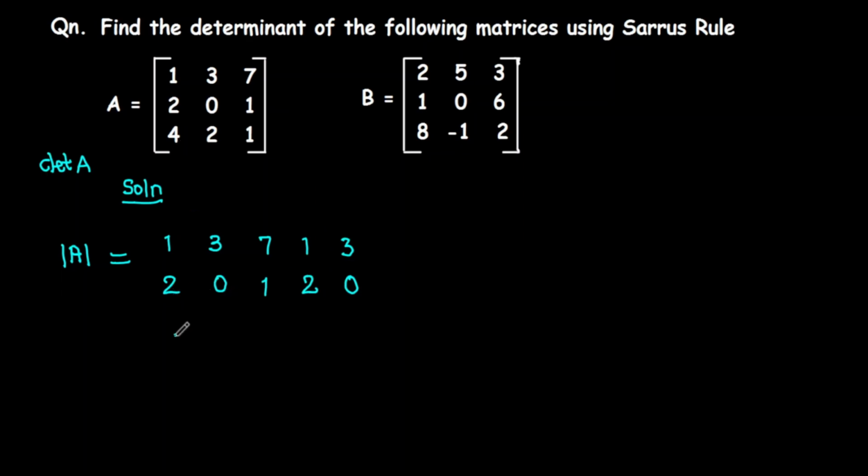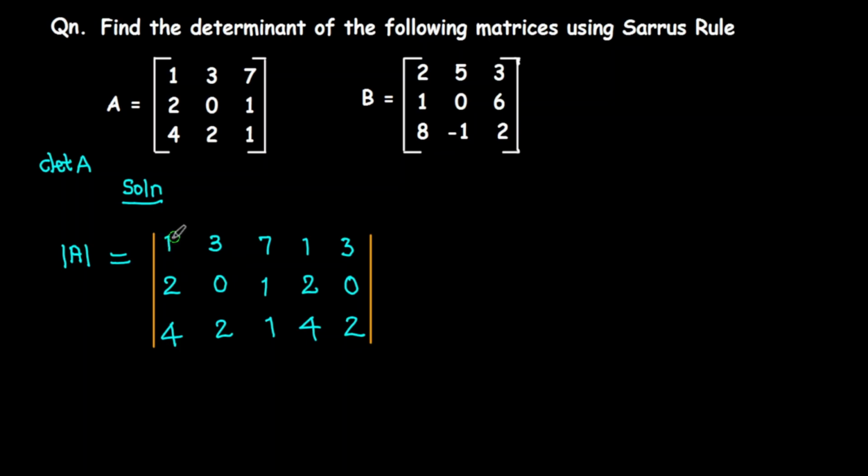Finally, we go to the third row and we have 4, 2, and 1. So we also recopy the first 2 elements and we have 4 and what? 2. Since it is a determinant, we can also indicate these bars here. Okay. After having this line drawn, now we are ready to start tracing our leading diagonals.